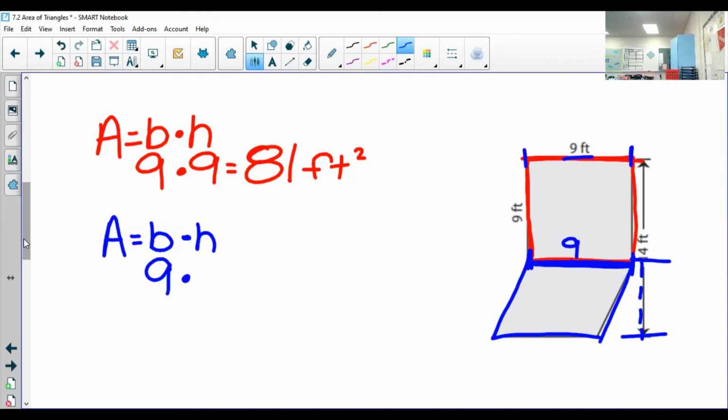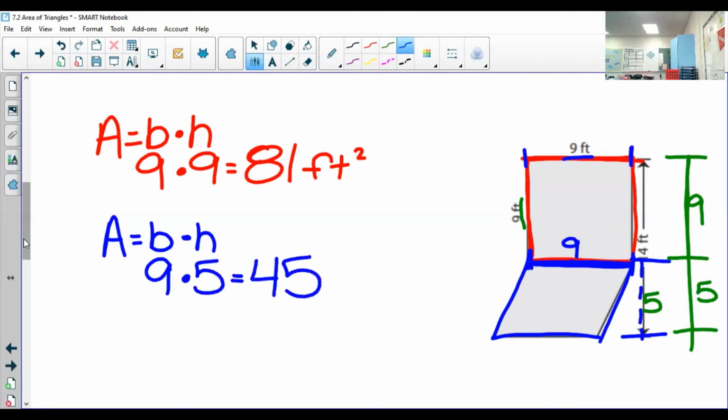Okay, let's think about it. I know this whole distance is 14, and I know here to here is 9. How do I know that? It says right here. So if the whole thing is 14, this little bit is 9, how much is going to be left for down here? What's 14 minus 9? 5. So what's my height? It's going to be 5. So we're going to do 9 times 5, which is 45 feet squared.